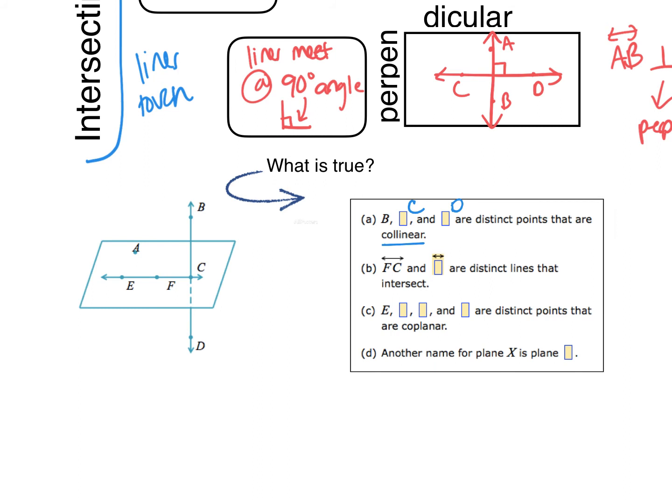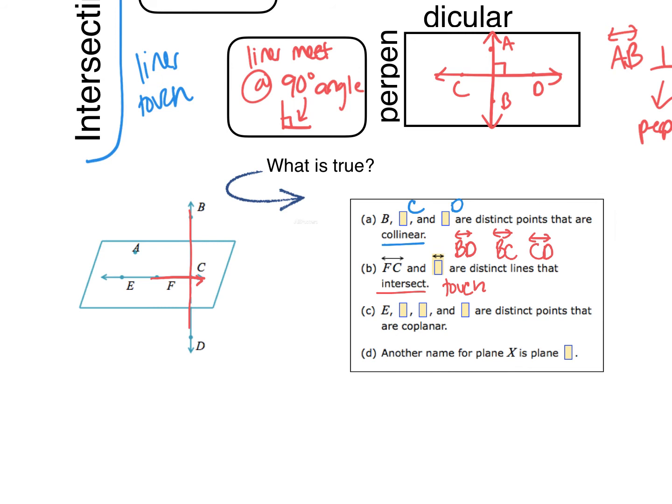The next statement says line FC and line blank are distinct lines that intersect. So remember, in order for lines to intersect, they have to touch at some point. If you look at line FC in our picture, the only other line that it touches is this line, which we can use two letters to name. We can call that line BD. We could also call it line BC. We could also call it CD. There's a bunch of names that we could call it, but they only need one here. So you would pick one of those to put in.